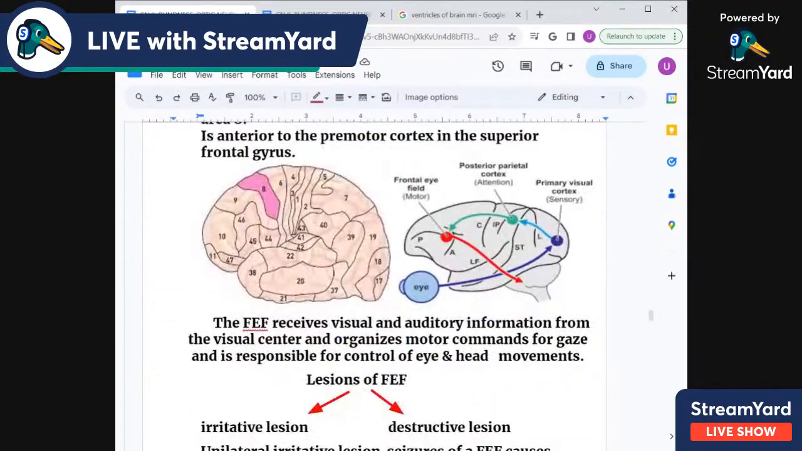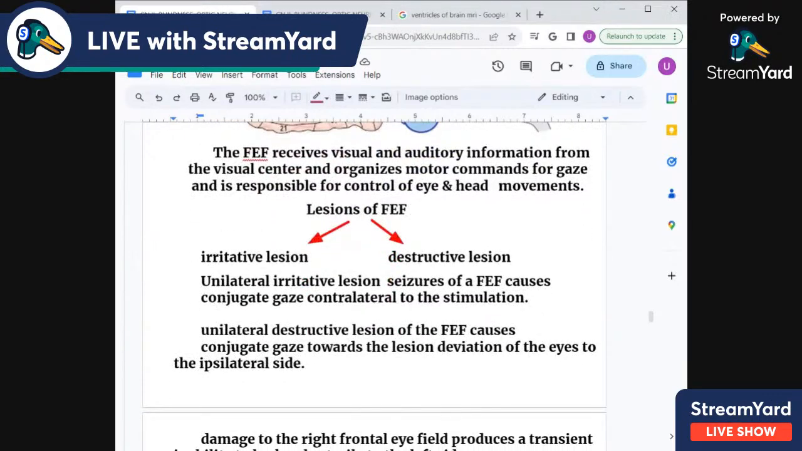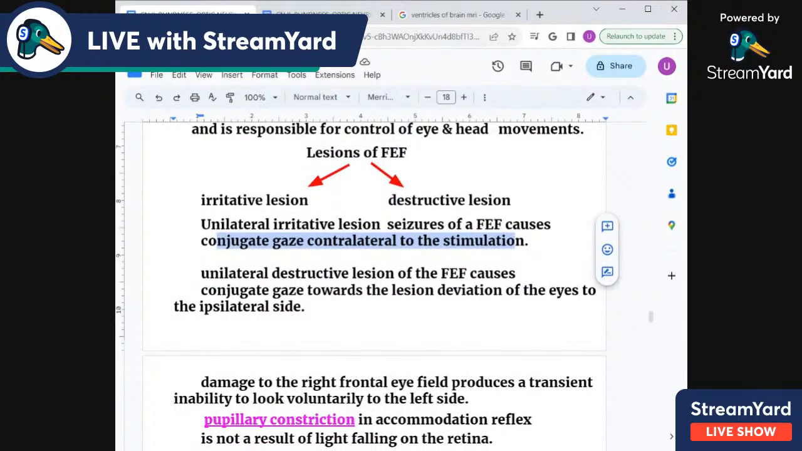So this was it. And then lesions of the frontal eye field may be irritative lesions like an epileptic focus or a destructive lesion. So what do they cause? Irritative lesions of the frontal eye field cause conjugate movements of the eye to the opposite side, conjugate gaze contralateral to the stimulation, looking away from the lesion. And a destruction causes conjugate gaze towards the lesion, deviation to the ipsilateral side, looking at the lesion.